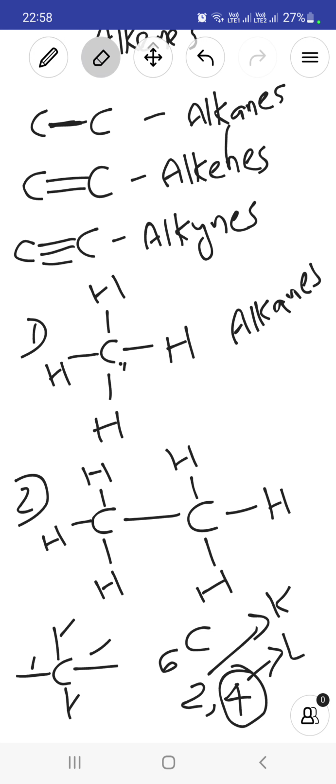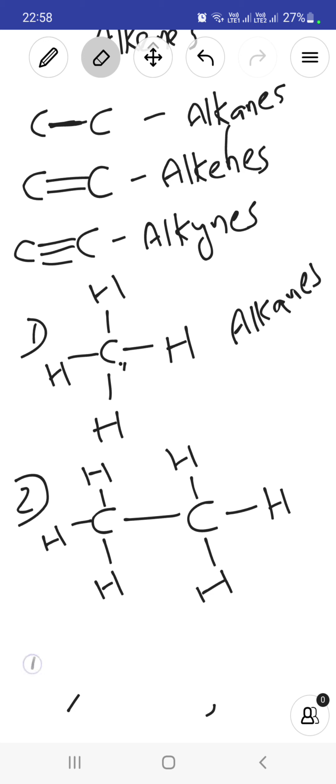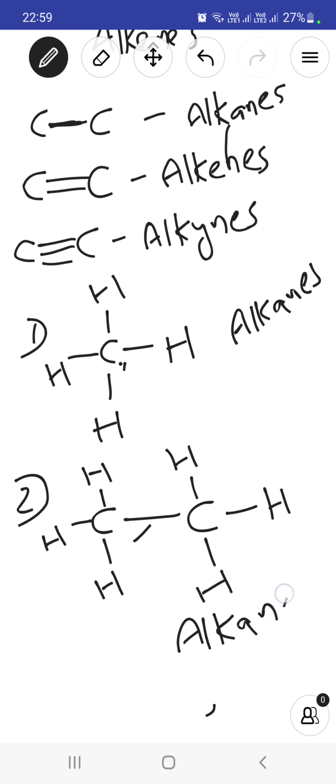So back to our question, whether this compound belongs to alkane, alkene or alkyne. As we already know, there is only a single bond between the carbon atoms and all others are bonded with hydrogen atoms, everything single bonded. So we can say that this also belongs to the group alkanes. Next is another compound.